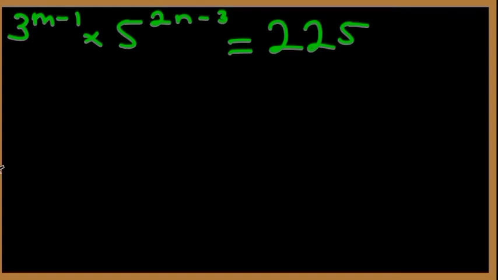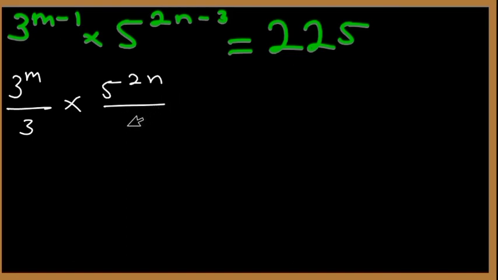Now from here, what I will do is rewrite this one in the form of 3 to the power m divided by 3, multiplying the same thing. I will rewrite this one as 5 to the power 2n all divided by 5 to the power 3, equals 225.